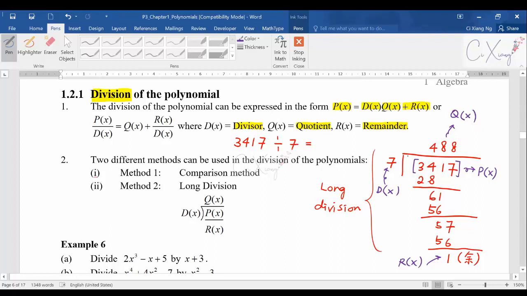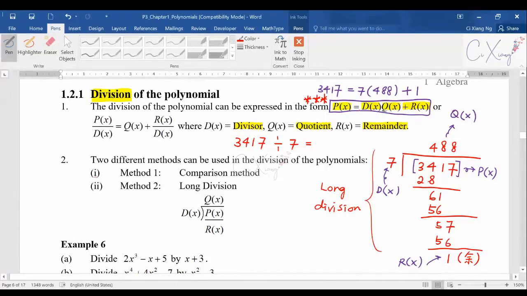So if you want to rewrite this in this form, it is actually 3417 equals 7 multiplied by 488 and then plus 1. In terms of numbers, this is the meaning of our equation: p(x) equals d(x) q(x) plus r(x). This equation is very important because we need it to answer some of the questions also. That's why I tried to link it by using the numbers learned before, and I hope that you can link them together.